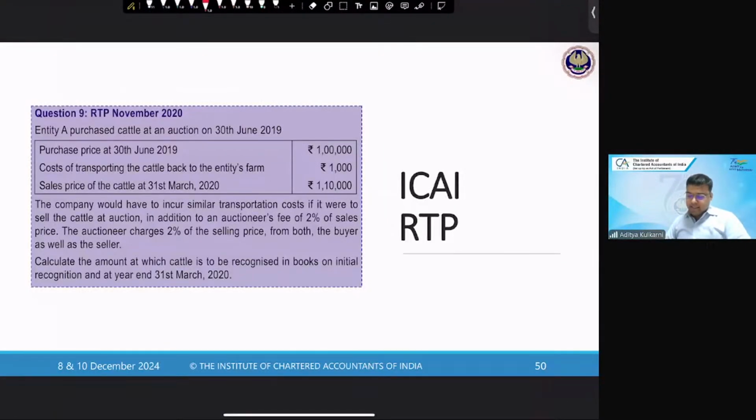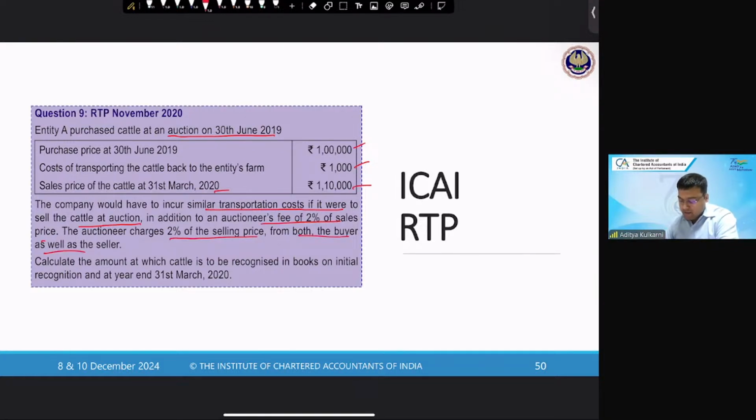Entity A purchased a cattle at an auction on 30th June 2019. The purchase price is 1 lakh. The cost of transporting the cattle back to the entity's farm is 1,000. Sales price of the cattle at 31st March 2020 is 1,10,000. The company would have to incur similar transportation cost if it were to sell the cattle at an auction, in addition to an auctioneer's fee of 2% of sale price. The auctioneer charges 2% of the selling price from both the buyer and the seller.